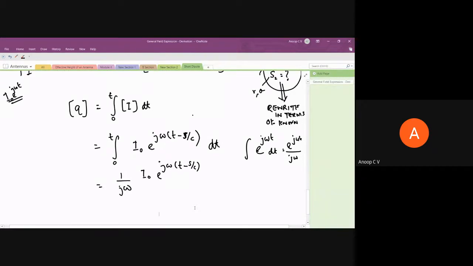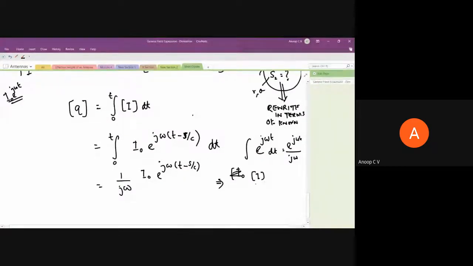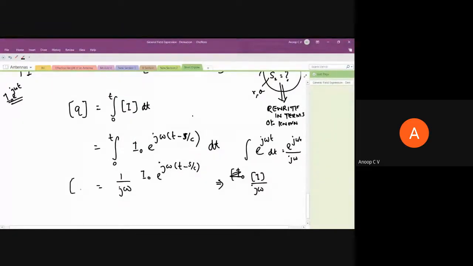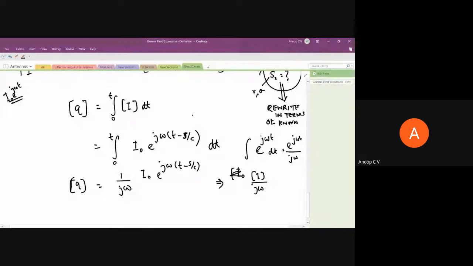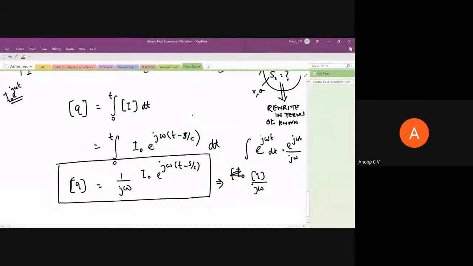Or else I can write it conveniently in phasor. In phasor I can write it as I divided by j omega. So I can write Q is equal to I divided by j omega. So luckily Q I could write in terms of I. So we accomplished that mission. I could write Q in terms of I.